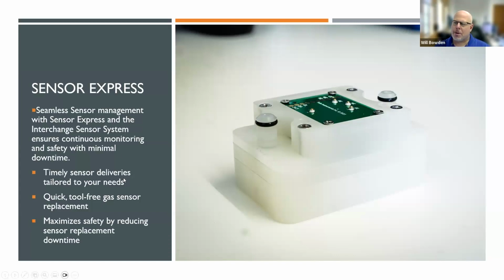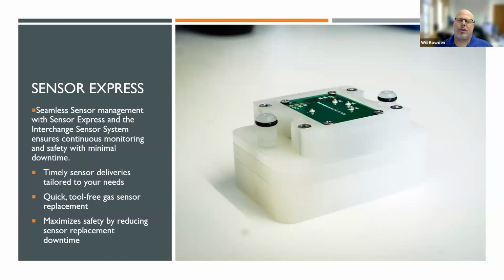Our recommendation is 3 months to a year, depending on the gas. That again, that is gas dependent. Please feel free to contact us for more information on that, and we can give you the recommended schedule for that. And then it's maximizing safety by reducing that sensor replacement downtime. In other words, we know that every 3 months a sensor is going to come ready to go, pre-calibrated for that instrument, easy access, remove the old sensor, put the new sensor in, and off you go.